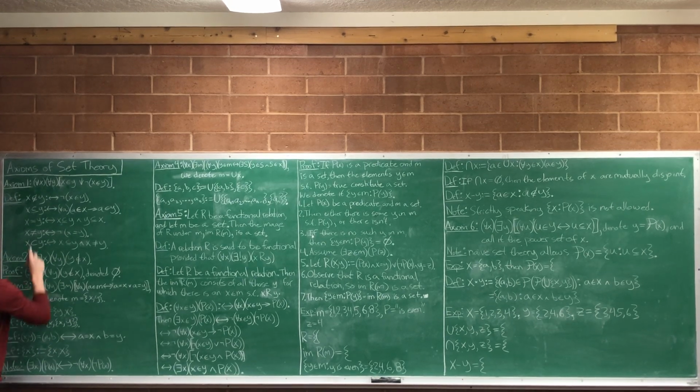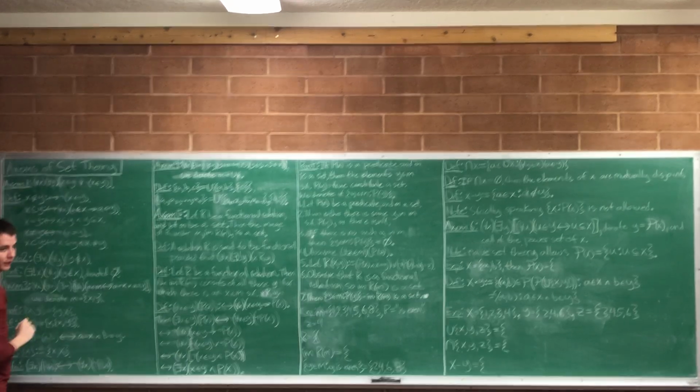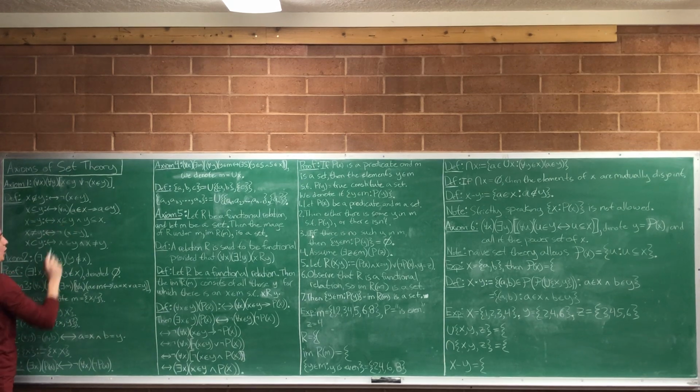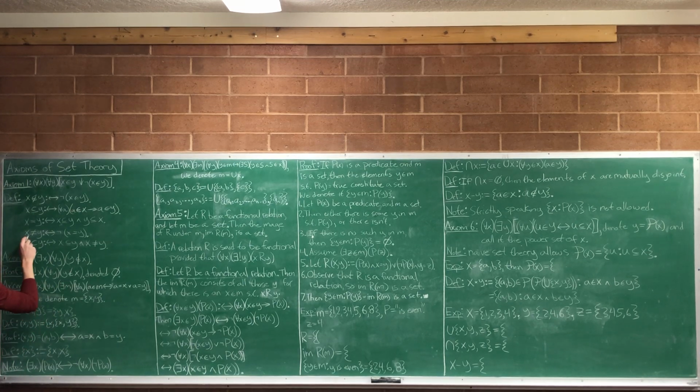Alright, next one. X is equal to y. What does it mean for two sets to be equal? That means x is a subset of y and y is a subset of x. If everything that's in x is in y and everything that's in y is in x, then the two sets are equal. Good? Not equal, that's exactly what you think it is. That means not x equal y. X is not equal to y.